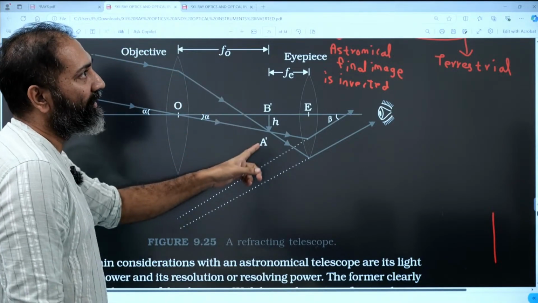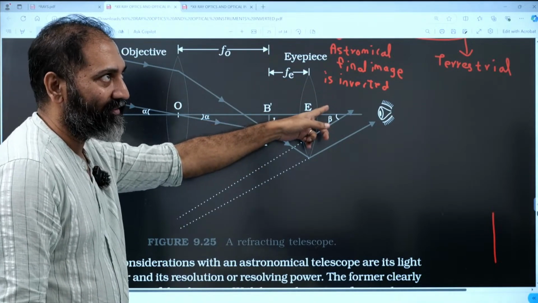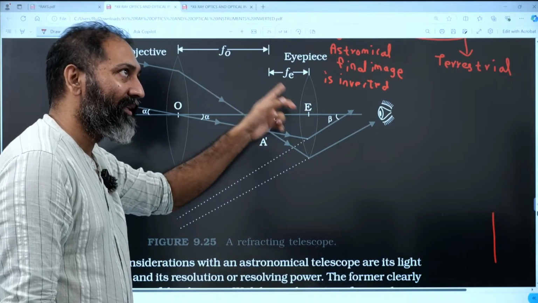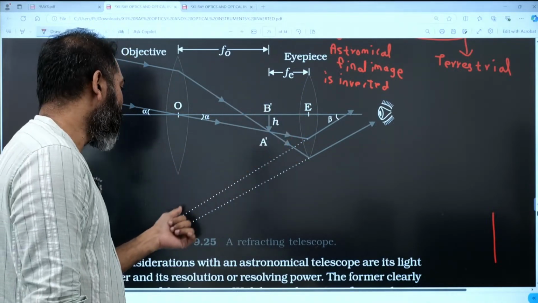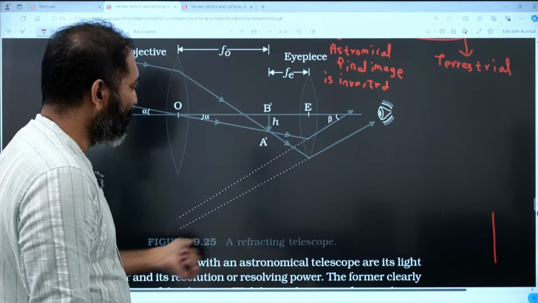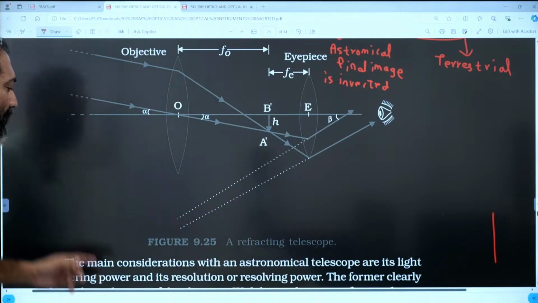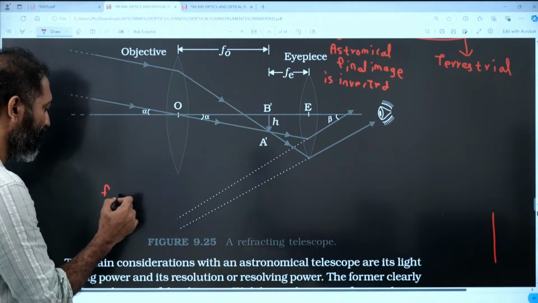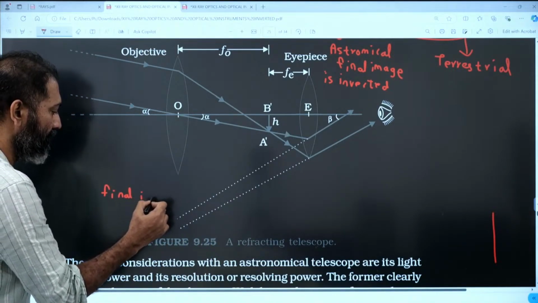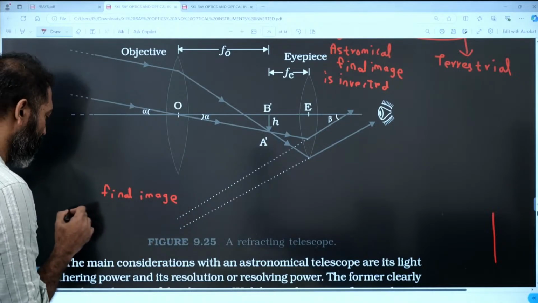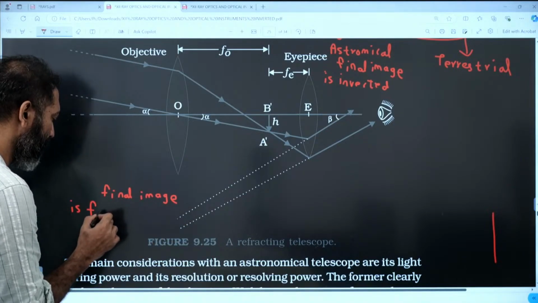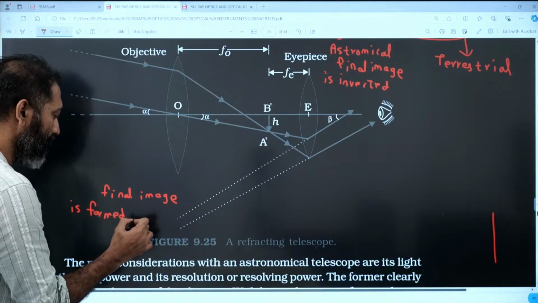It forms an image within the focal plane of eyepiece. Eyepiece considers this image as a virtual object and the final image is formed at infinity. Final image is formed at infinity.